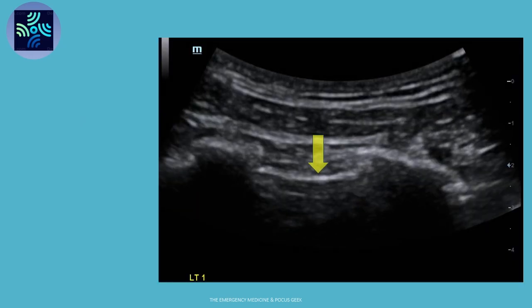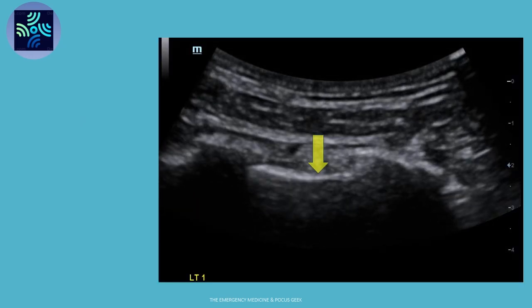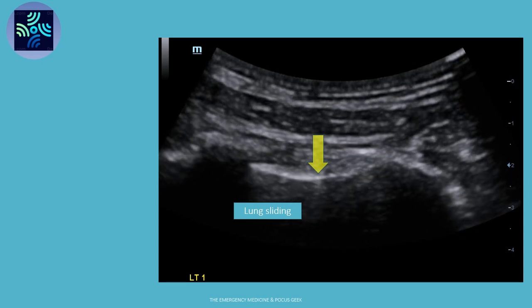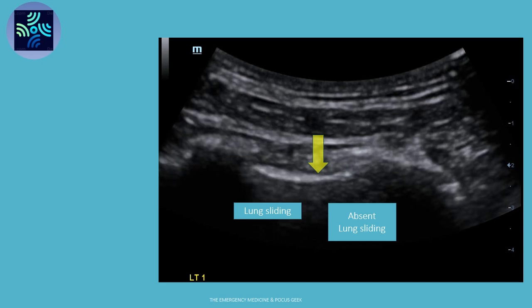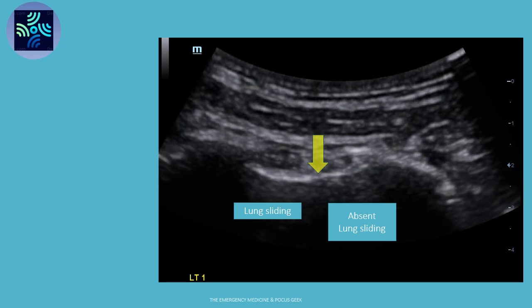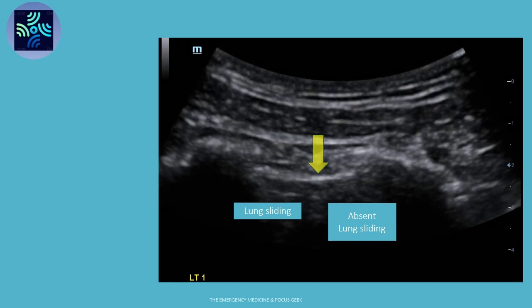Note the portion of the pleural line to the left of the arrow is sliding to and fro. However, the portion to the right of the arrow remains static. This is called a lung point and is the point of demarcation between normal lung tissue and the pneumothorax.